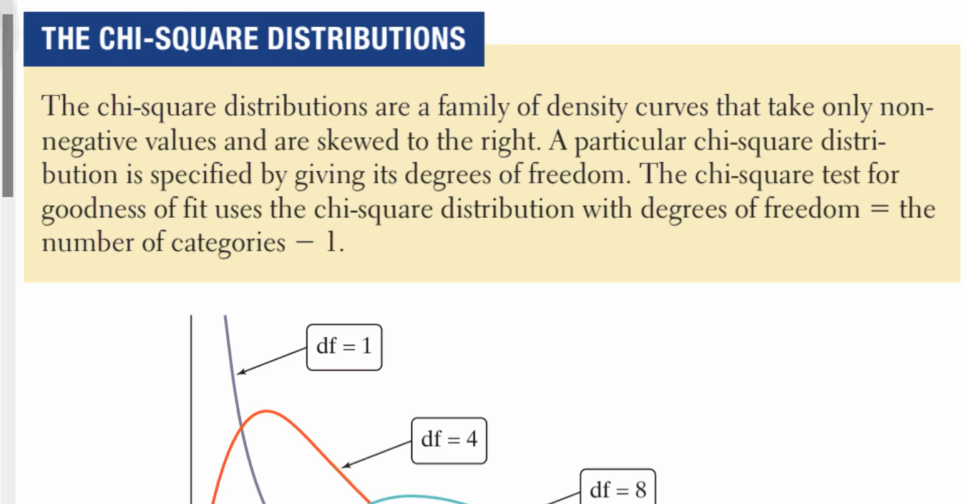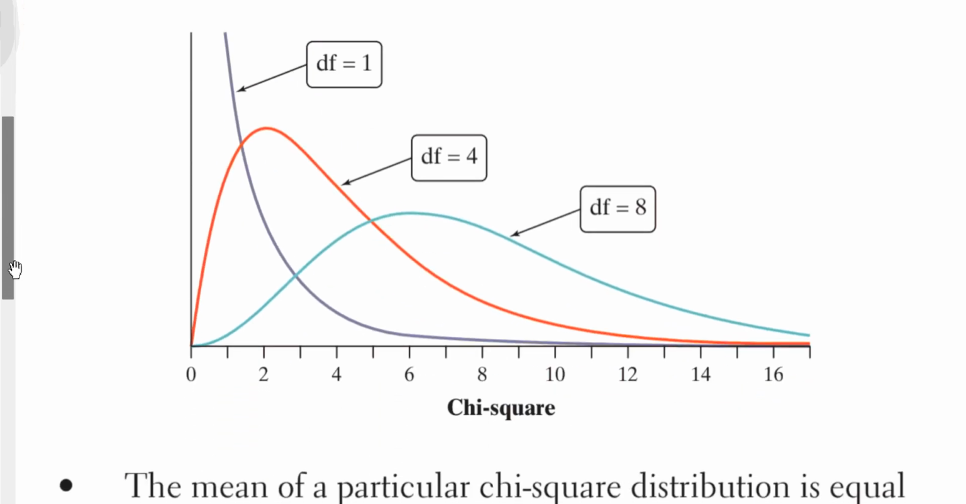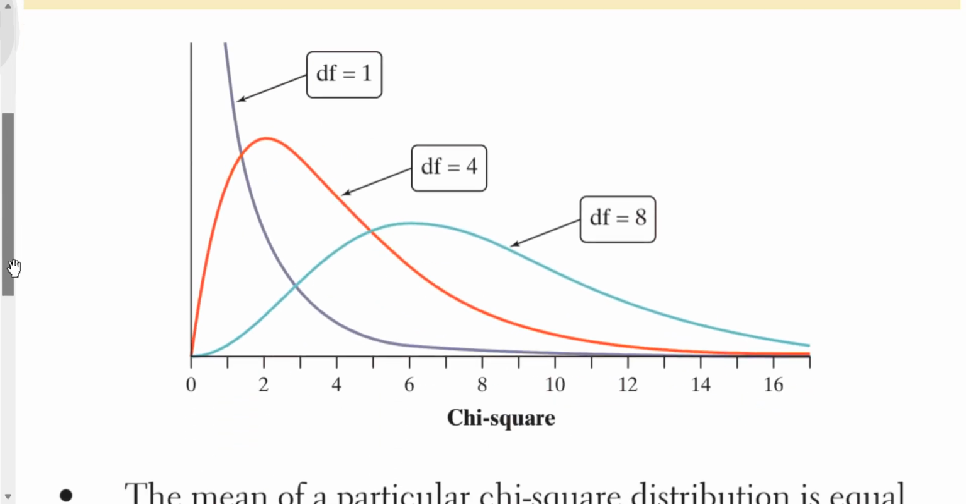So a particular chi-squared distribution is specified by giving its degrees of freedom. We need to have that. For goodness of fit, use the degrees of freedom of the number of categories minus 1. So we'll get to that here in a second. But you can see here, as the degrees of freedom changes, it looks more or less skewed. The higher the degrees of freedom, the farther that middle is moved to the right. But it's always going to be tailing farther to the right because it could go on forever.